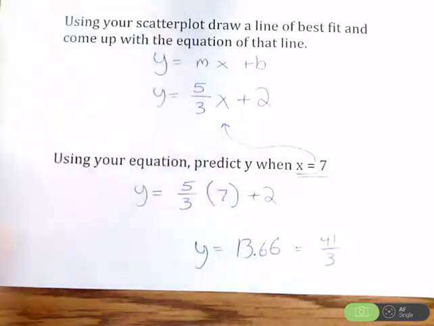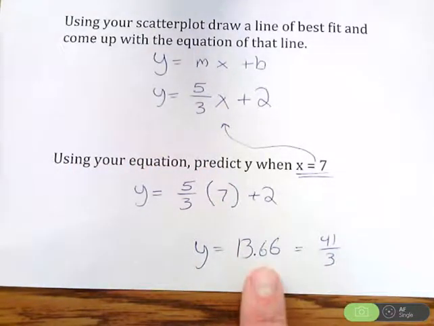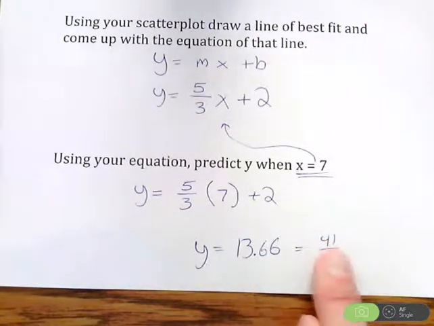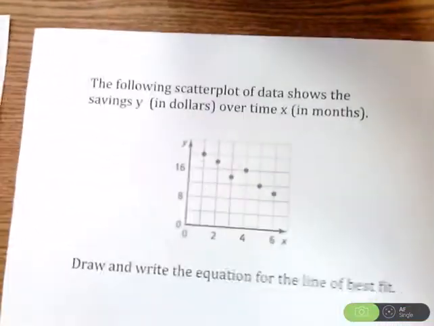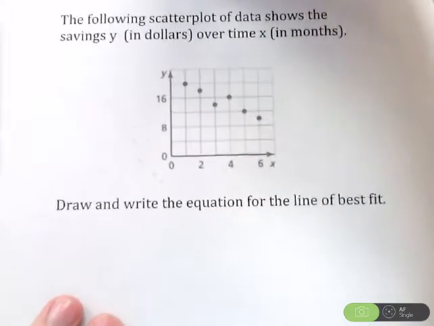It kind of depends on what you're working with. I mean, if we're dealing with money or something like that, $13.66 is a lot better to say than 41 over 3 dollars, because not many people will know what 41 over 3 is. So it kind of depends on what you're dealing with, what answer you want to put. Both of those are fine for right now. So that's just a basic scatter plot. I'm actually going to show a real example, a little bit more real data that we work with.